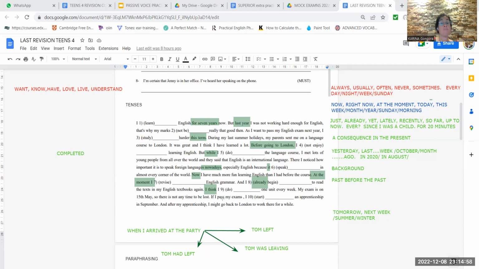If I pass my exam, conditional type 1, I will, if I pass, me dice que acaba, I will start an apprenticeship, esto es una pasantía, in September. And after my apprenticeship, I might go back to London to work there for a while.